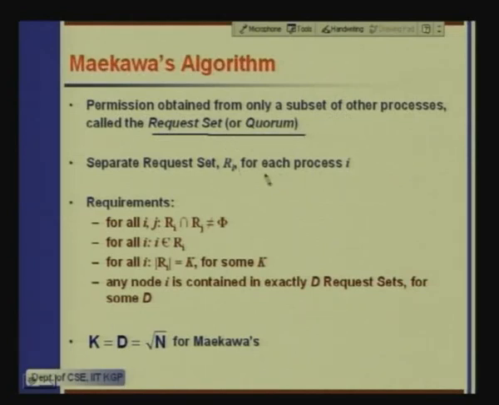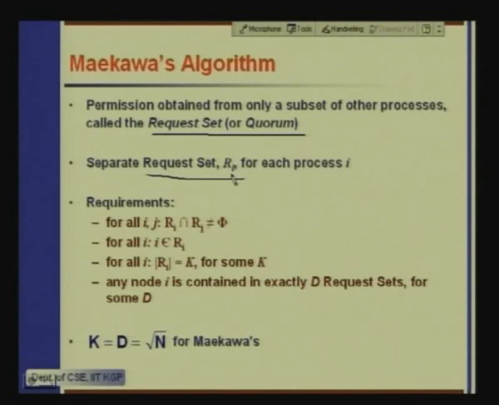For each process i, we have a request set Ri. Okay? And the requirements are that for all i, j, Ri intersection Rj is non-empty. Okay? Why do we have this requirement? Let us understand this first. We want that whenever a process wants to enter the critical section, it will have to take permission from every member in its request set. What is a request set? Request set is a set of processes, a subset of the processes.